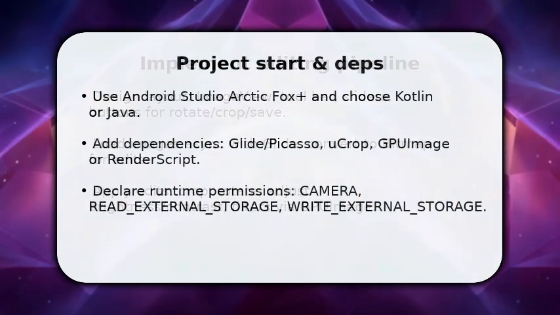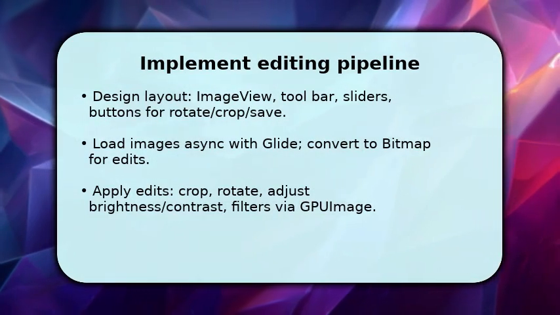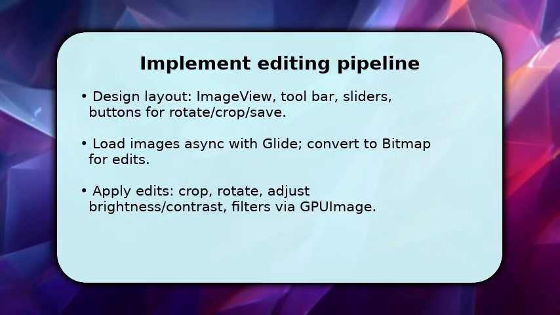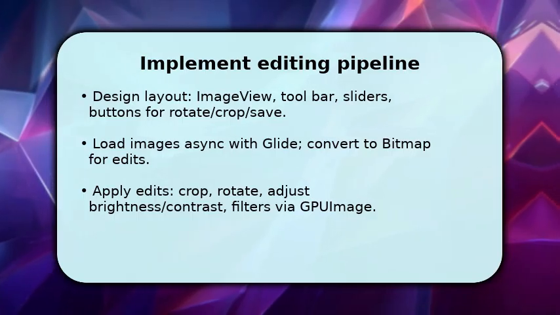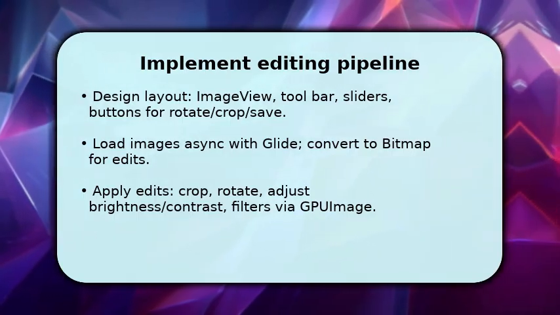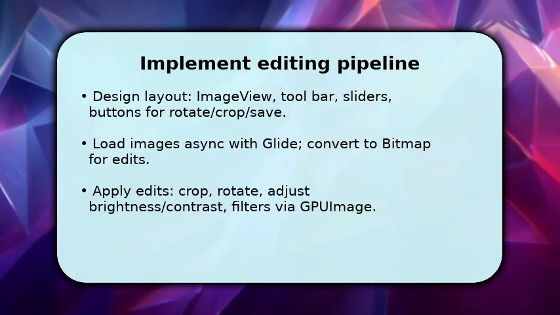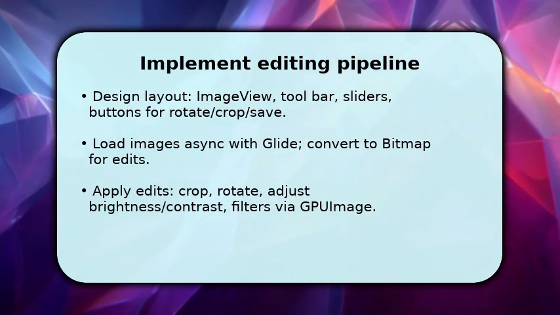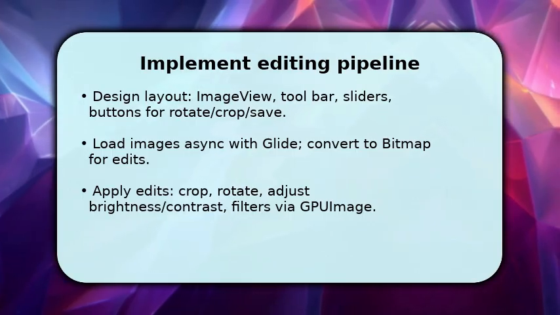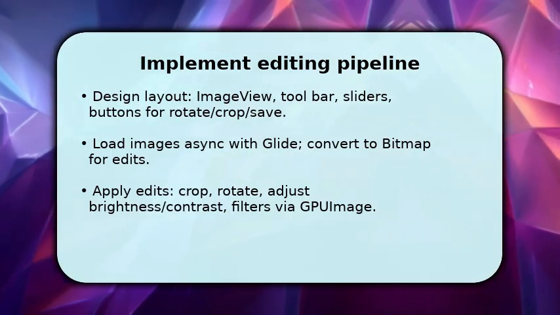Once you can load images, implement the editing pipeline in a view model or controller. Load the bitmap with Glide into memory, then apply transformations in sequence so each edit composes predictably. Use uCrop for precise cropping and GPU image or render script for fast filters. This keeps UI responsive by offloading work to background threads.